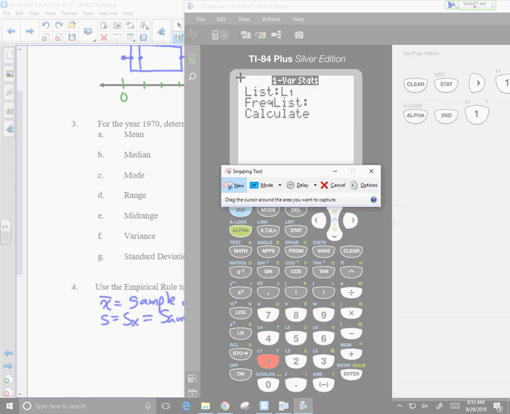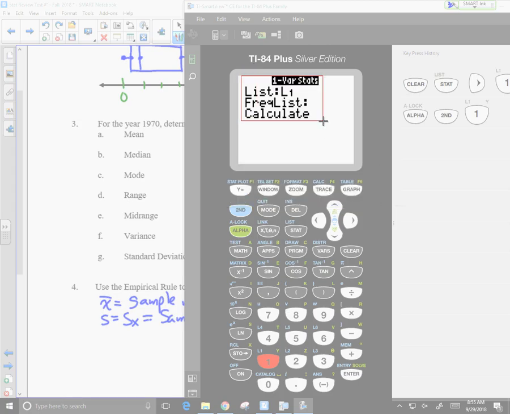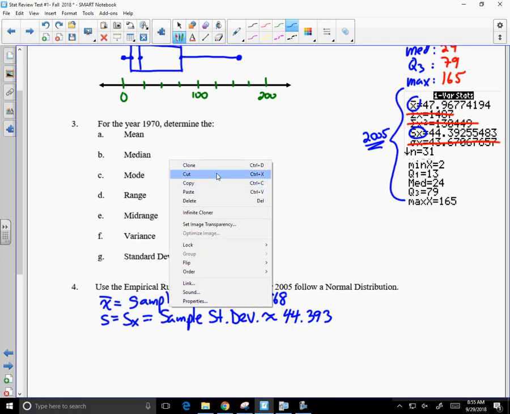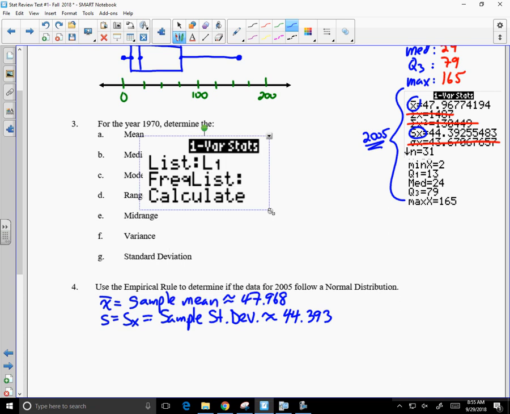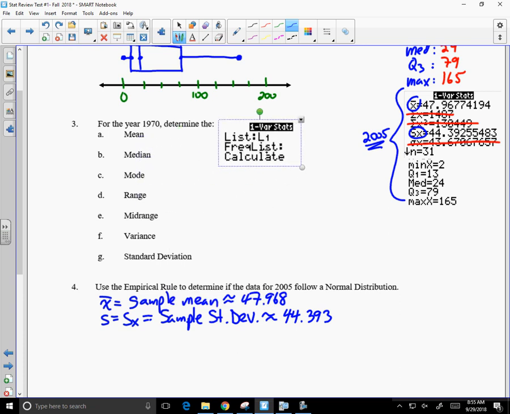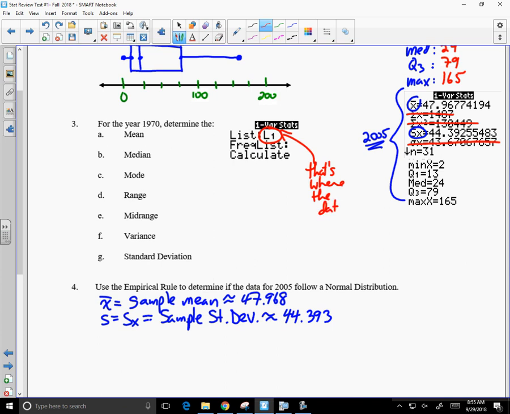I don't think I can state this part often enough, so I'm going to say it over and over again, because it's such a common question. How did you know to do L1 here, but L2 for the last one? Because that's where the data is.